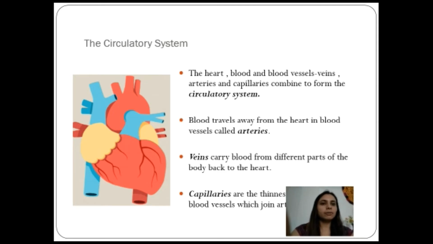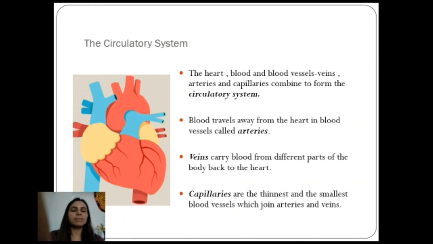Veins carry blood from different parts of the body back to the heart, and capillaries are the thinnest and smallest blood vessels which join arteries and veins. So the main difference between veins and arteries is that in arteries blood travels away from the heart, and veins carry blood towards the heart from different parts of our body. Capillaries are the thinnest and smallest blood vessels which join arteries and veins together.